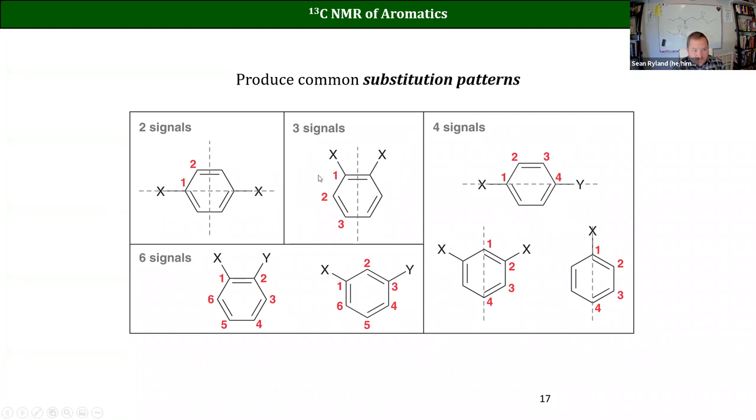If you get three signals, the only way you can get three signals is if you have two identical substituents and they're ortho, right next to each other. There are two ways that you can get six signals, and there are three ways you can get four signals. So this is all stuff that you could work out if you drew out a structure and started counting things. You guys would get to these. This is just a good summary slide.